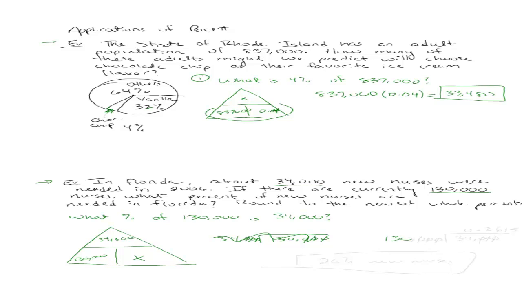I'm sorry, I should have written it this way. 130,000 is the divisor. 34,000 is the dividend. You can cancel out the zeros, and then you're really dividing 34 by 130. And you'll find out that that gives you about that, and it keeps on going forever. So if I'm rounding to the nearest whole percent, then I have 26%. So about 26% new nurses are needed.